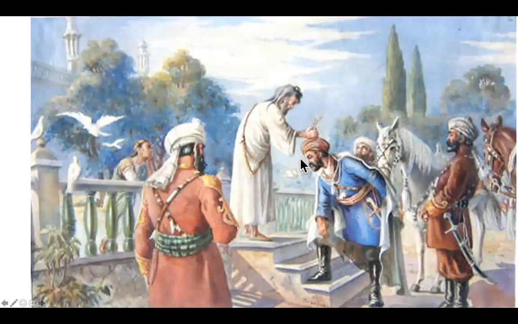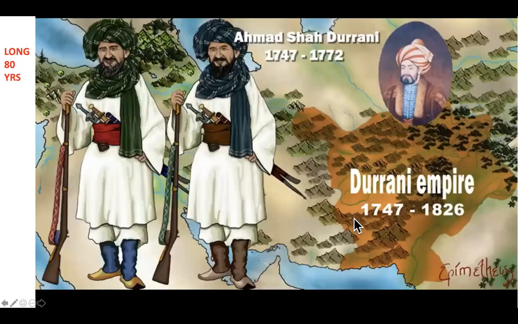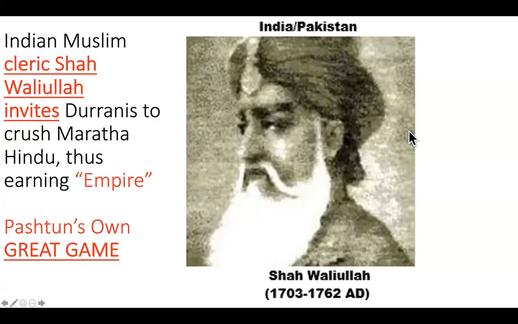And so this is a Sufi, a priest anointing the new Durrani leader. And he is going to form the Durrani Empire, named after his tribe. So the Durrani Empire is going to be much more long-lived than the Hotak was. It goes for 80 years, so much more successful. We'll look at the map just to show you how successful.